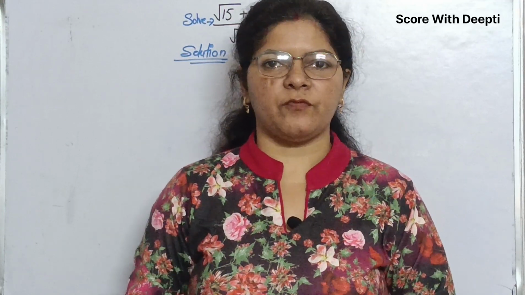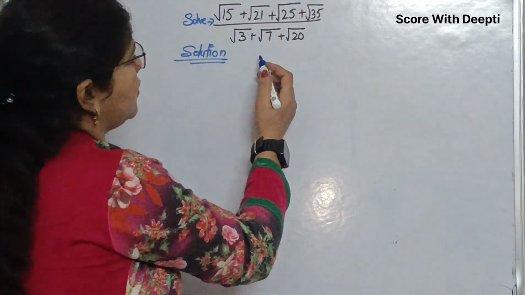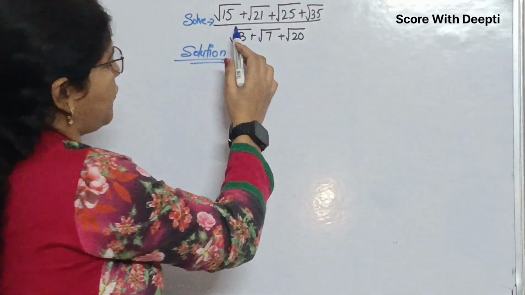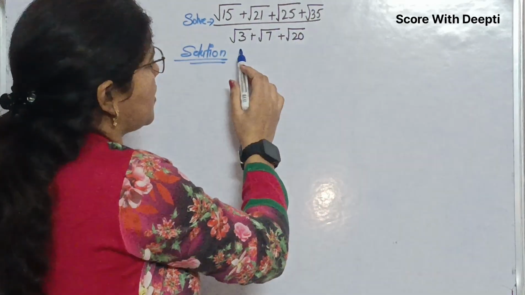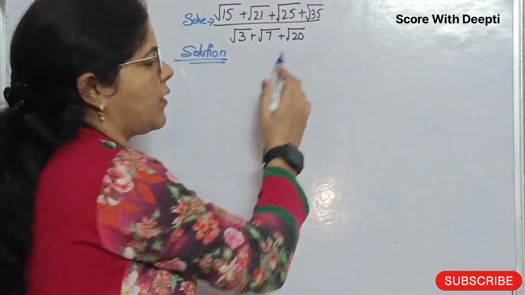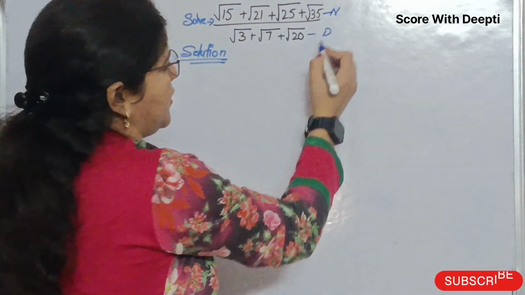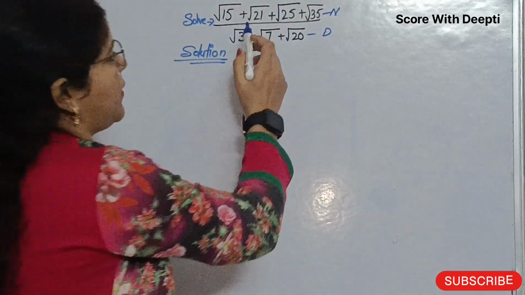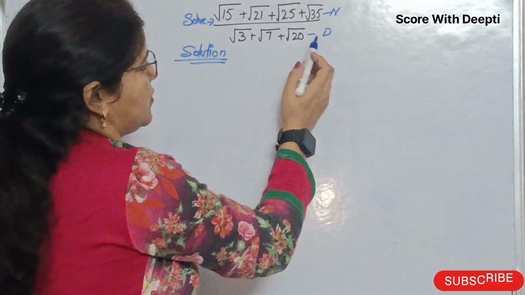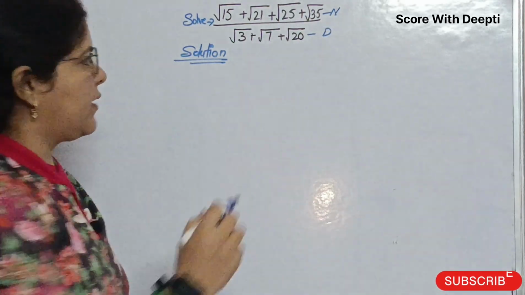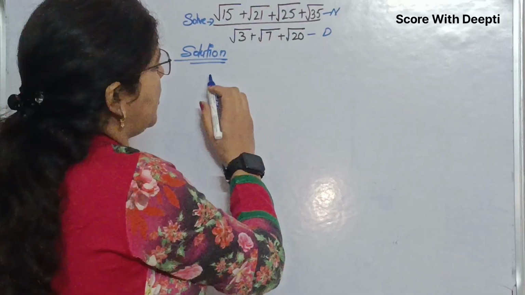Today's lecture is going to be very interesting. Please have a look. Today we discuss radicals, and the problem is given: square root 15 plus square root 21 plus square root 25 plus square root 35 over square root 3 plus square root 7 plus square root 20. This is the numerator and this is the denominator, and the radicals are given in plus form in both. There are 4 terms in the numerator and 3 terms in the denominator. Let's start the solution of this problem.